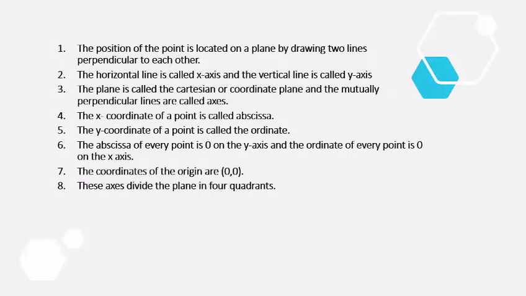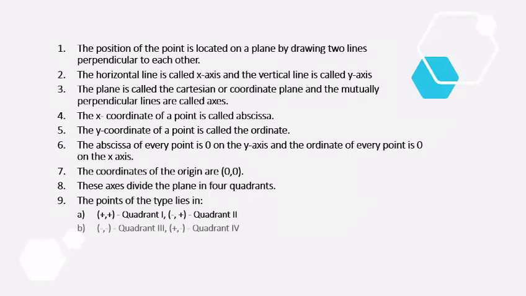X-axis and y-axis divide the plane into four quadrants. How do we mark the points of the quadrants? The points which lie in the first quadrant will have abscissa and ordinate both positive. The point which lies in quadrant 2 will have abscissa negative and ordinate positive. The point which lies in quadrant 3 will have both abscissa and ordinate negative. The point which lies in quadrant 4 has abscissa positive and ordinate negative.